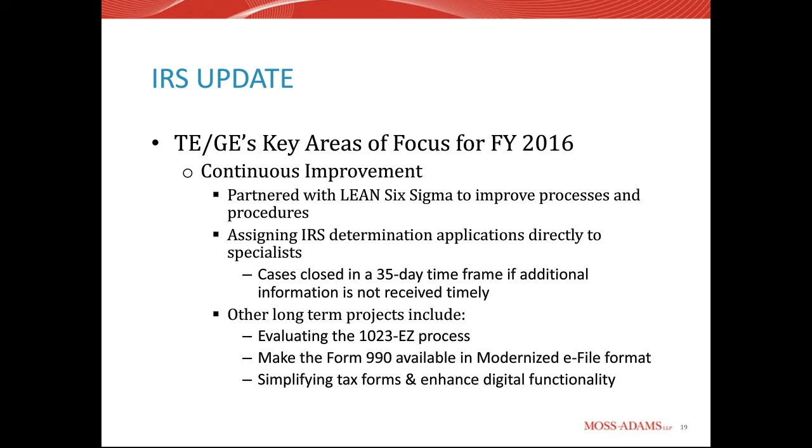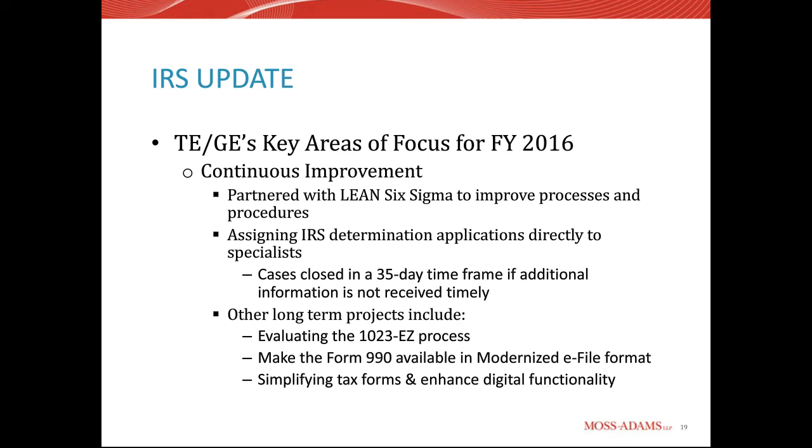tax-exempt organizations. The first one that really affects the Internal Revenue Service internally is that they were partnering with Lean Six Sigma to improve their internal processes and procedures. They also were assigning the IRS determination applications, and that will be the Form 1023, 1024, 1028, any type of application of that source to get an IRS determination letter. Those applications were directly assigned to specialists.